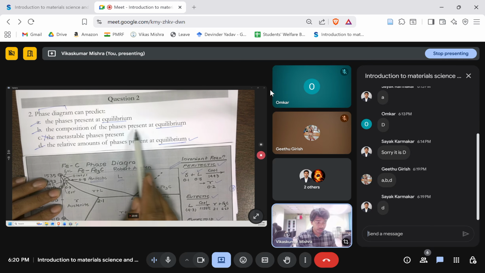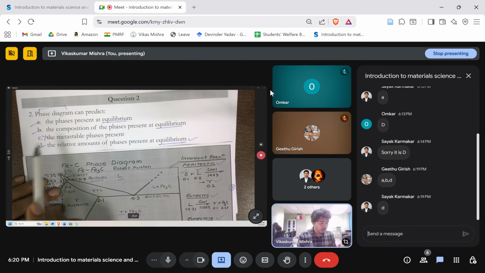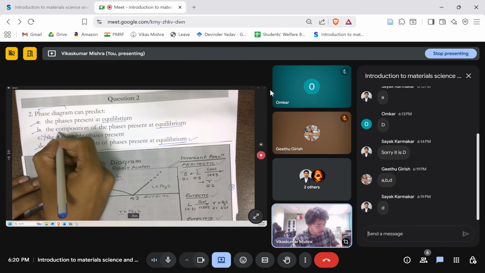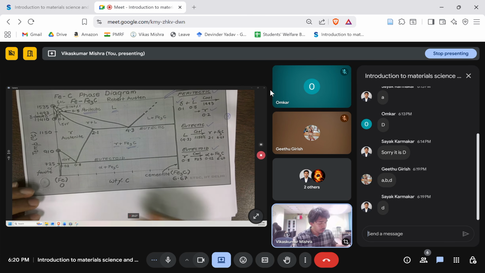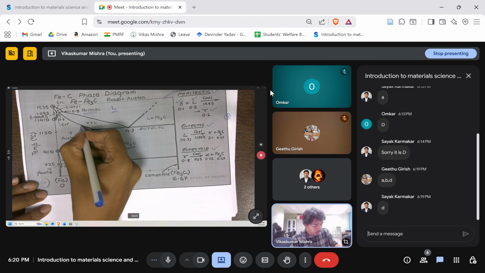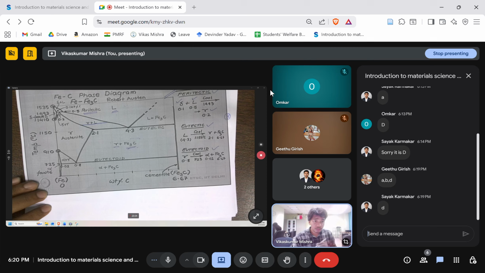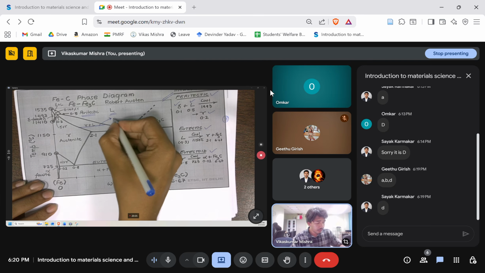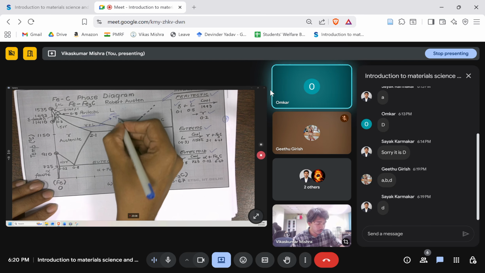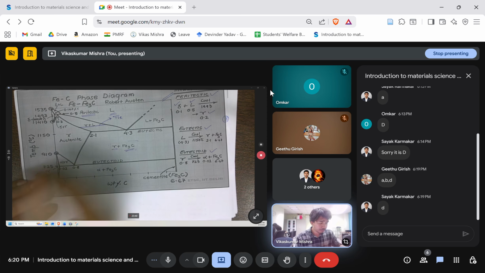Second, the composition of the phases present at equilibrium. We can also find the composition of the phases. How can we find that? We can find it using the thing we have learned. Can anyone guess? We can find it using a tie line. Very good, Omkar. Yeah, it's a tie line.